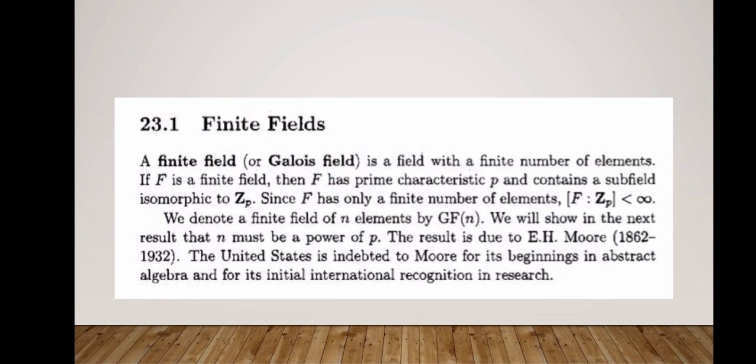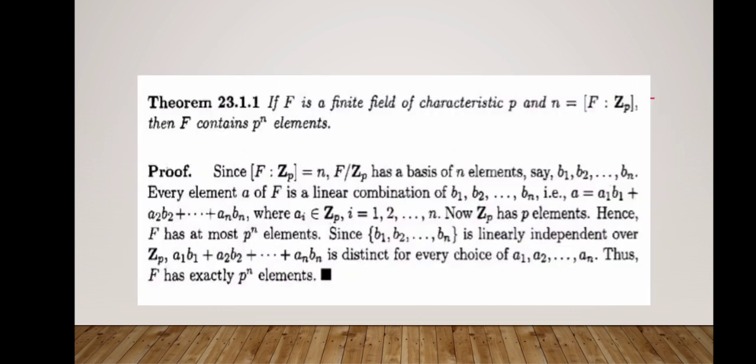The result is due to E. H. Moore, 1862 to 1932. The United States is indebted to Moore for its beginnings in abstract algebra and for its initial international recognition in research. Theorem 23.1.1. If F is a finite field of characteristic p and n is the degree of F over GF(p), then F contains p raised to n elements.